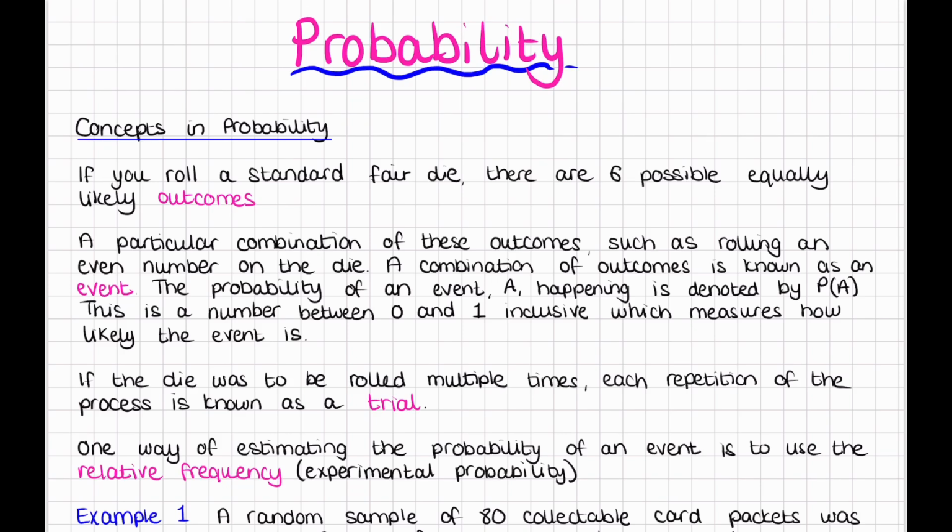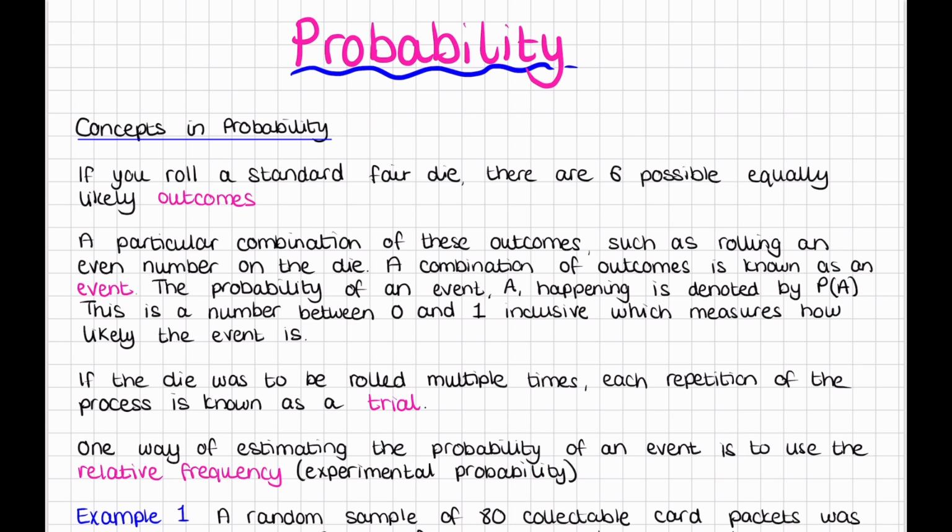This video is the start of probability, and the first thing we're going to look at is concepts within probability. A few key terms that we'll just discuss in this first section. If you roll a standard fair die, which is a single word for a dice, there are 6 possible equally likely outcomes. A particular combination of these outcomes, such as rolling an even number on the die, is known as an event.